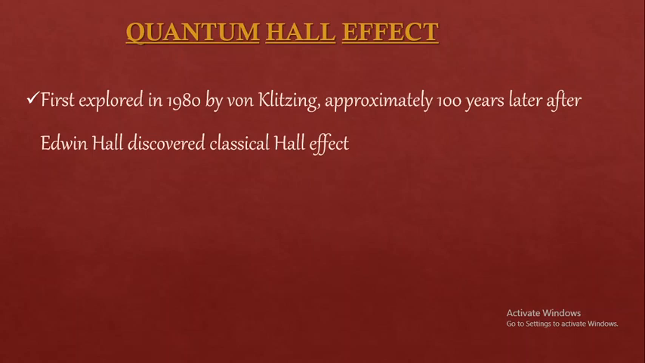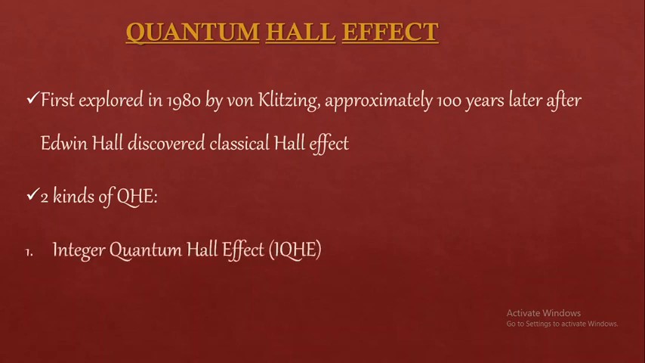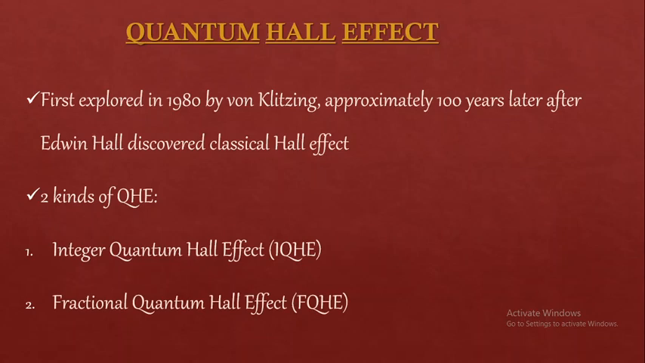And quantum Hall effect can be divided into two types. The first one is the integer quantum Hall effect, and the second one is the fractional quantum Hall effect. The integer quantum Hall effect is the basic type, whereas the fractional quantum Hall effect is a little bit more complex. We are going to discuss the first one, integer quantum Hall effect, and while studying we will understand the difference between these two types of quantum Hall effect.